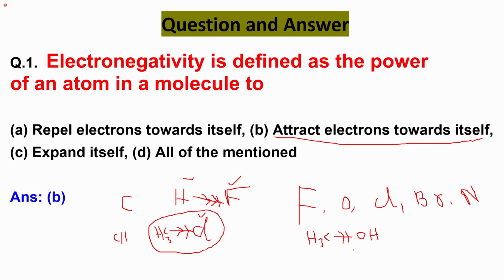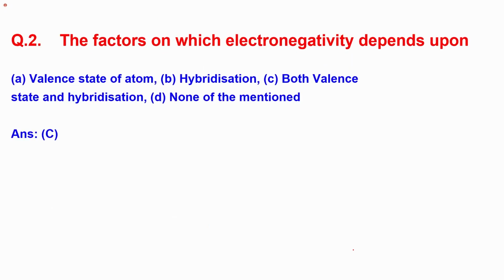Now we'll go to the next question, that is the factor on which the electronegativity depends. The factor on which electronegativity depends: the valence state of atom, hybridization, both valence state and hybridization, or none of the mentioned. This is really a good question. I will explain it here properly.